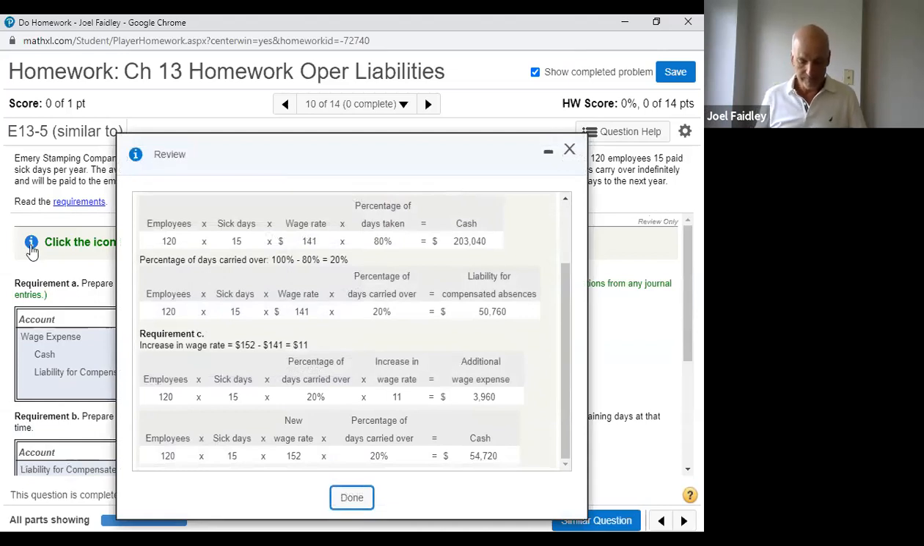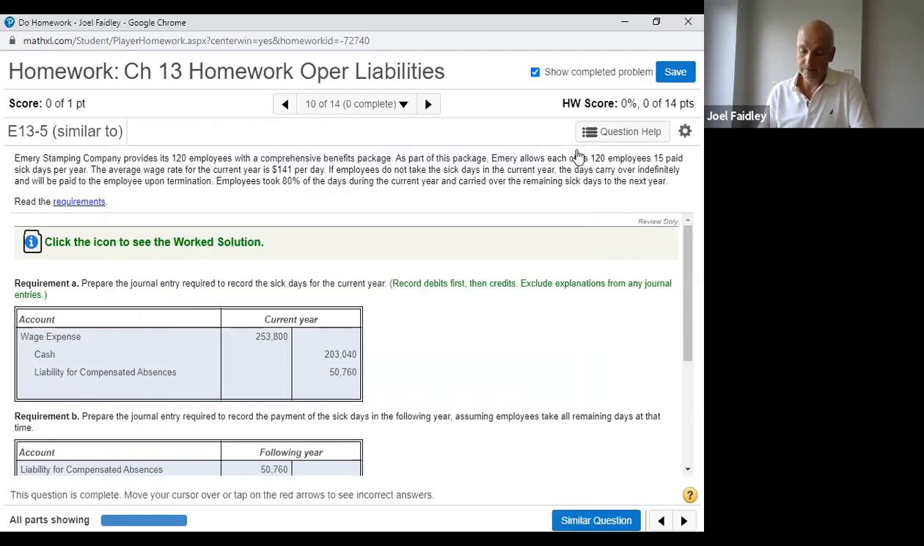120 people, 15 sick days. We're going to pay them $152, but only 20% of those days, right? Really, I should have put the 20% in between here. It would make more sense. So that's the cash that we have to cut out of payroll. All right, it's good exercise because it is a true accrual there, even though they use sick and not vacation.